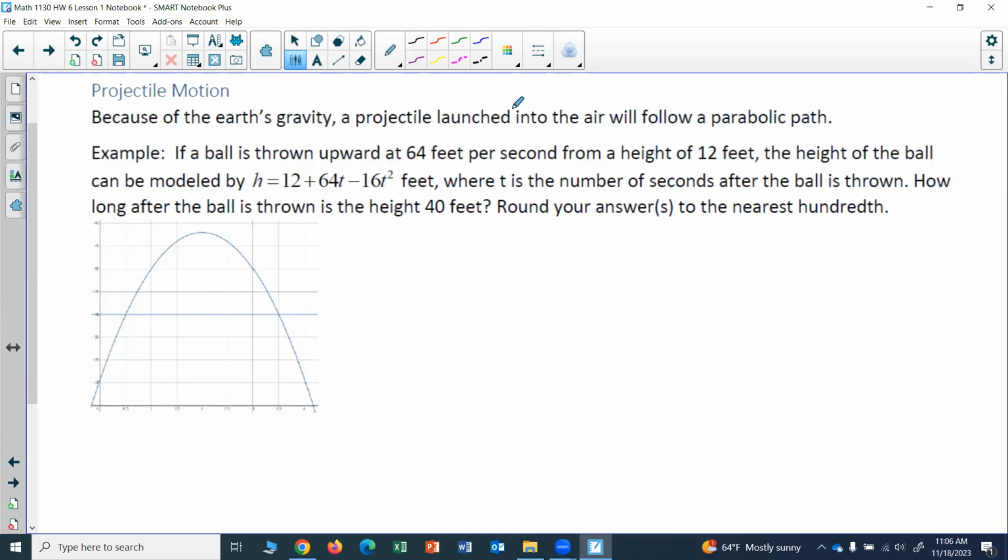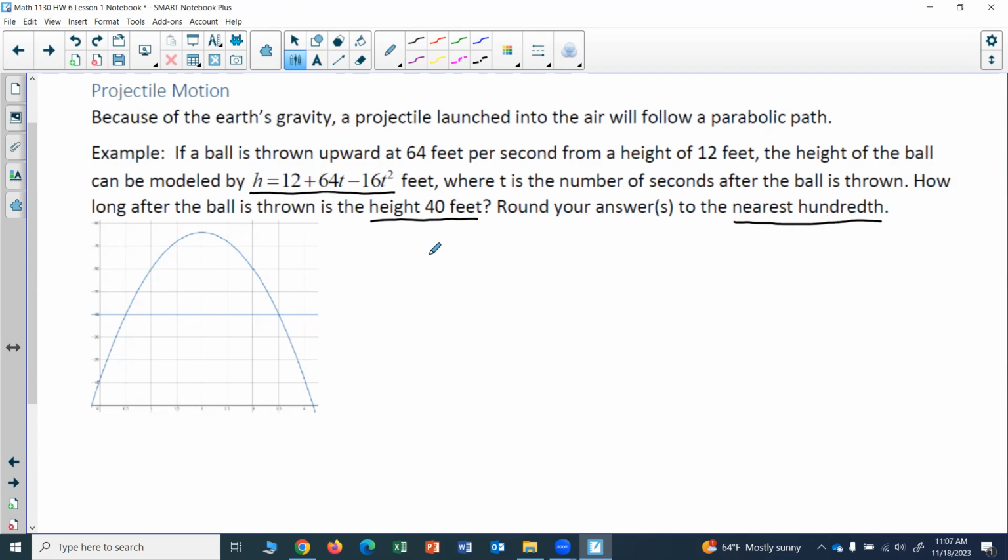For example, if a ball is thrown upward at 64 feet per second from a height of 12 feet, the height of the ball can be modeled by this quadratic equation. H equals 12 plus 64t minus 16t squared feet, where t is the number of seconds after the ball is thrown. How long after the ball is thrown is the height 40 feet? Round your answers to the nearest hundredth.